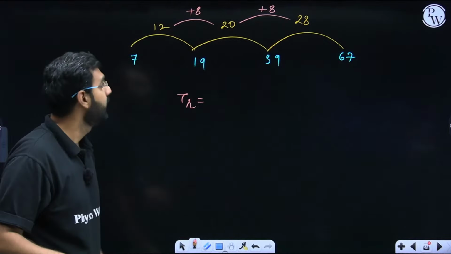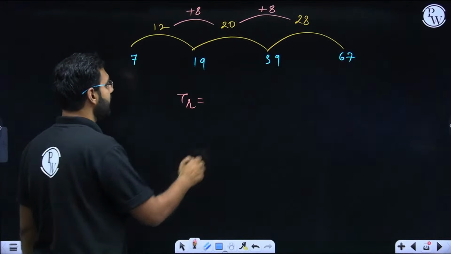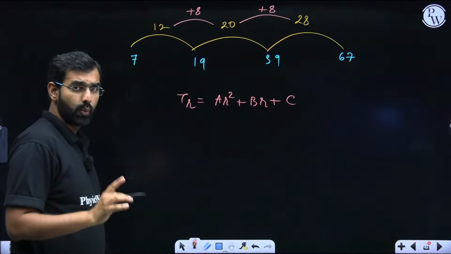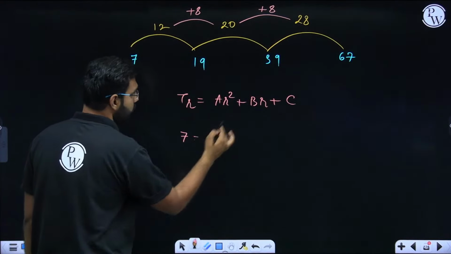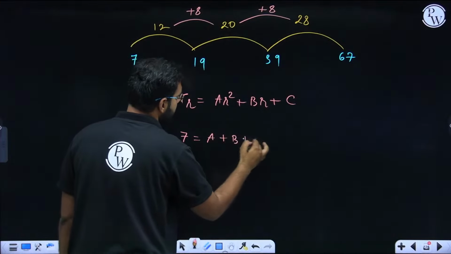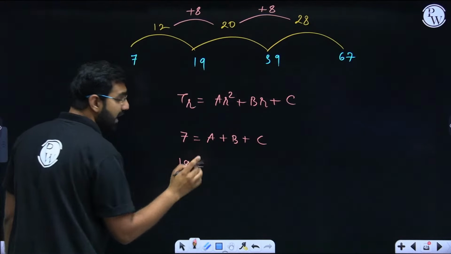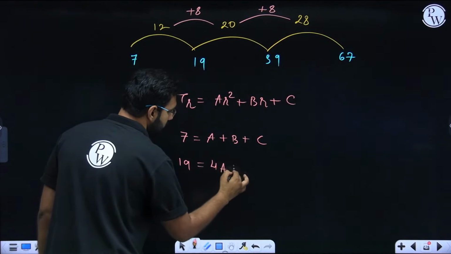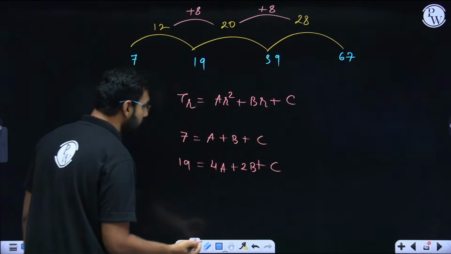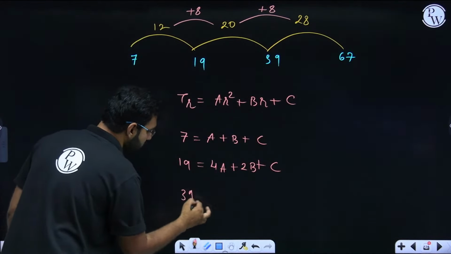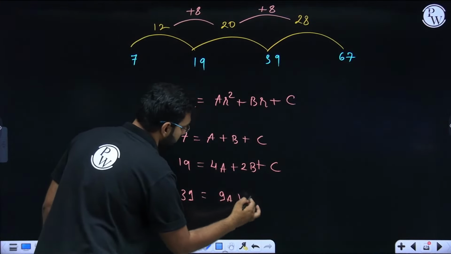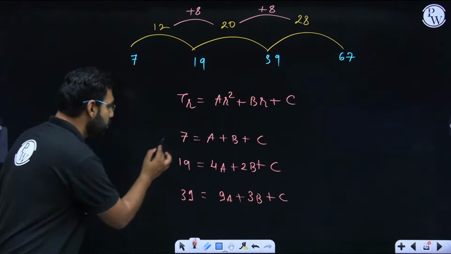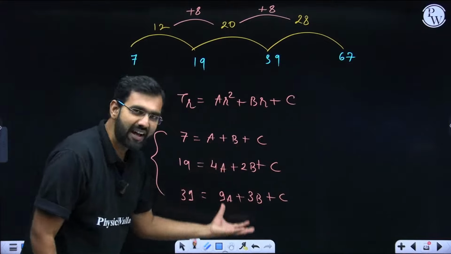if the differences are in AP, then this sequence's rth term can be taken as AR square plus BR plus C, which means the first term is 7. So R should be replaced by 1, so it should be A plus B plus C. The second term is 19, so R should be replaced by 2, which is 2 square, which is 4A plus 2B plus C. The third term is 39, so R should be replaced by 3, so it should be 9A plus 3B plus C. Now these are simple, straightforward 3 equations. You solve these 3 equations, you will find the values of A, B and C.